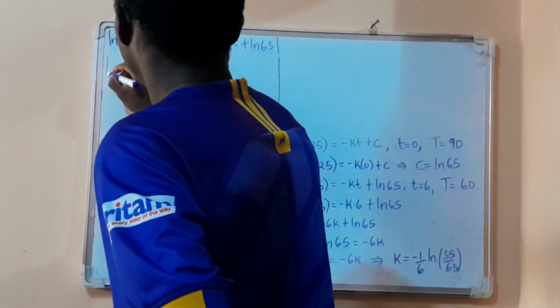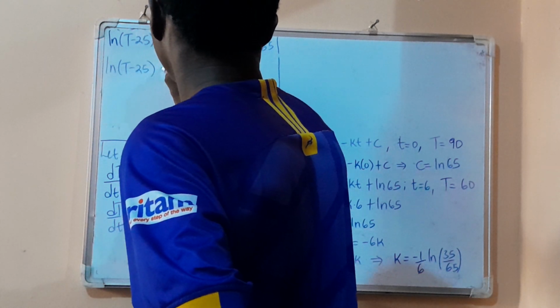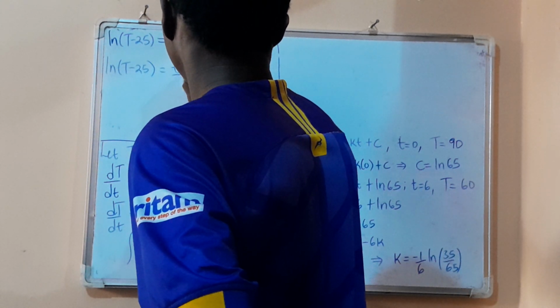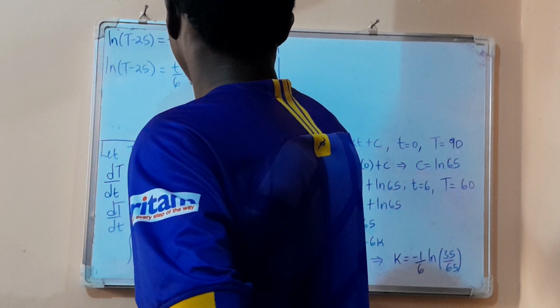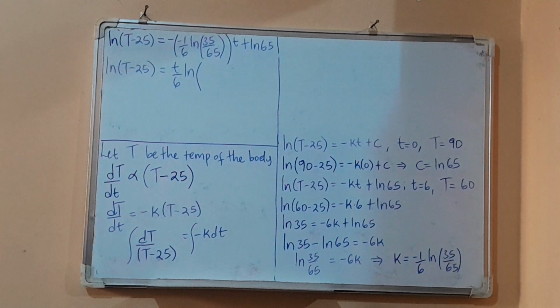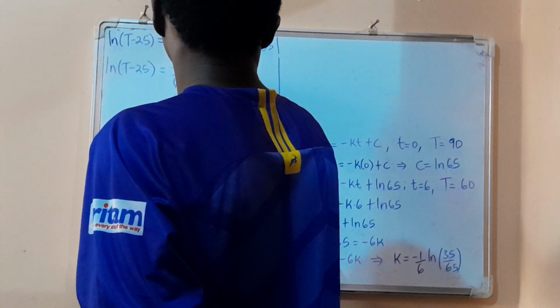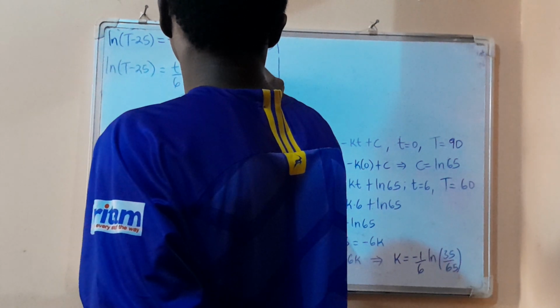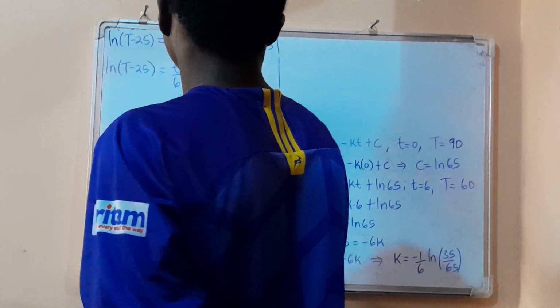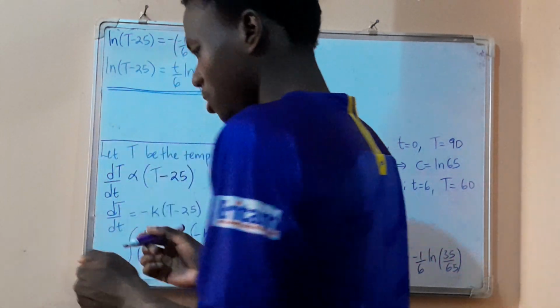So this is the same as natural log t minus 25. This is equal to t over 6 natural logarithm. We are going to simplify 35 divided by 65. That is 7/13. So this is 7/13, then plus natural logarithm 65. So we have this as our equation.